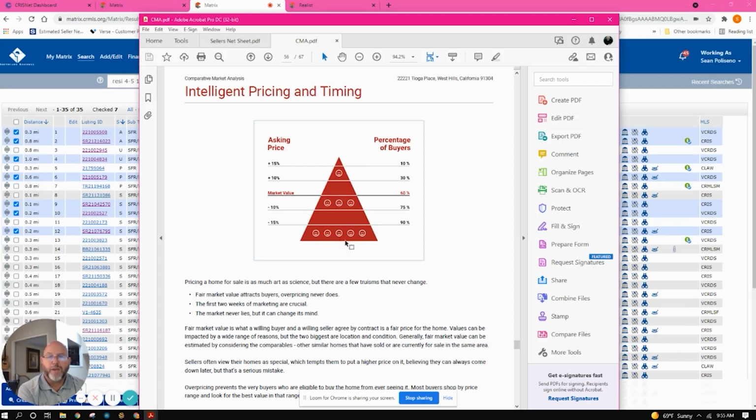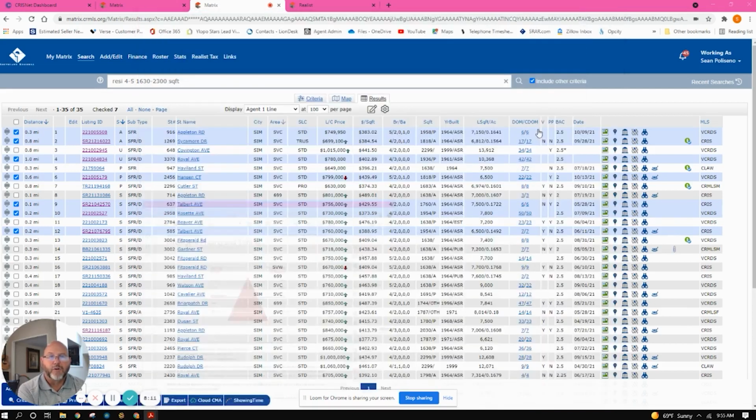And when you price things lower, you get more showings, and that's the strategy we're talking about. And so for now, you do want to include all the properties. So we're talking about Watson, and it's not included in here.